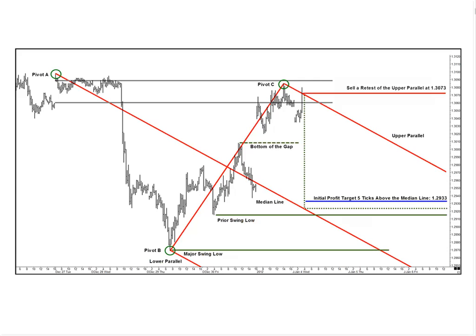Here's my idea. I want to sell a retest of this upper parallel at 130.73. And all I did was project the next bar and run it down. And I said, okay, if I do that, where's my profit target? Well, median line theory says that price will make it from the upper parallel to the lower parallel, if we head lower, if we start to take out these lows, 80% of the time.